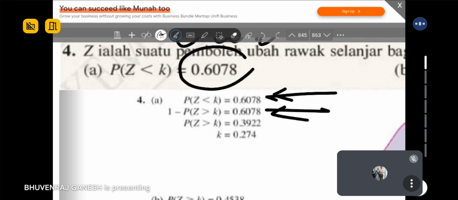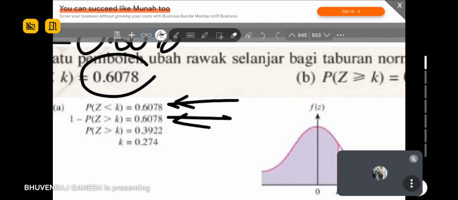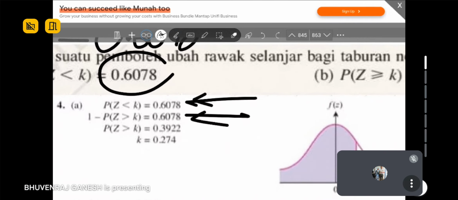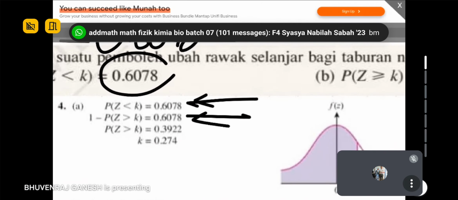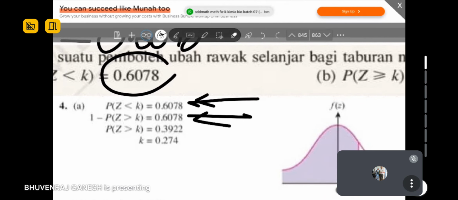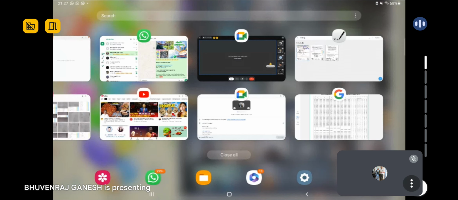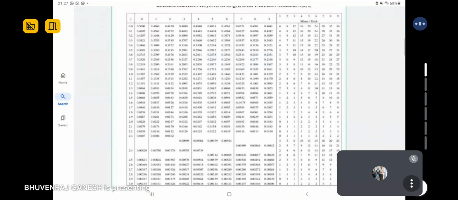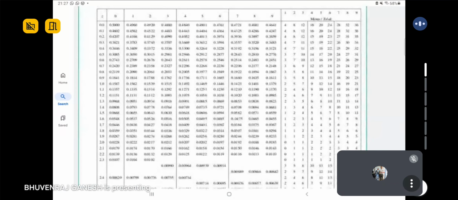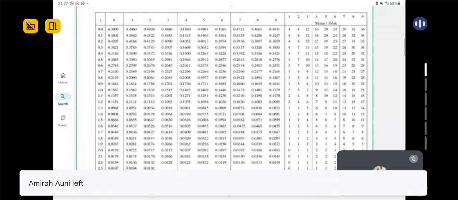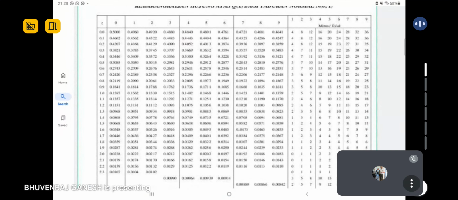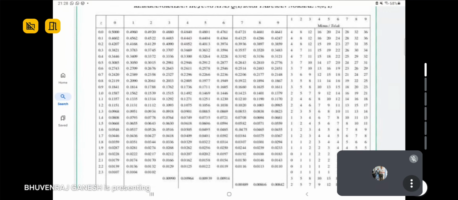But to be honest, I'm seeing the graph right now, and when we want 0.3922, the nearest value I can see on the graph is 0.3936. So from 0.3936 to get 0.3922 is 0.0014, but on the graph it is only until 15. There's no 14. Let me see. Wait, I go back to the table just now. Just now was 0.3922, right? The question, 0.3922. Okay, yes, 0.3936. You minus with 0.0012. You must take 12.